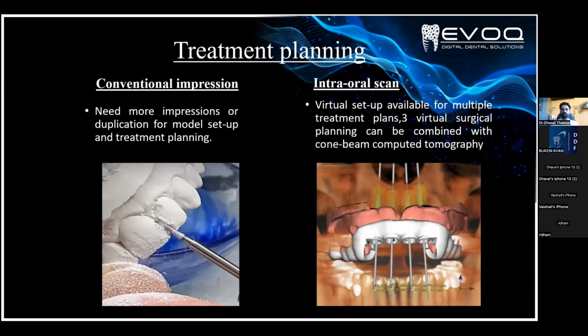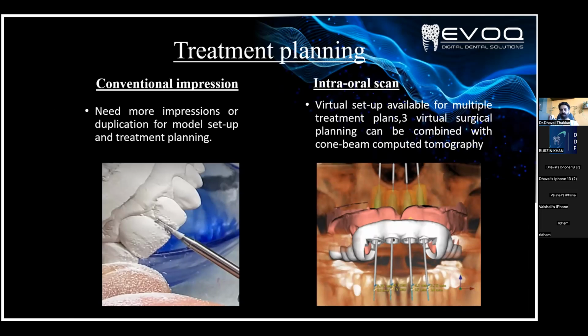Treatment planning, suppose we are dealing with a case of anterior aesthetic restoration, then we need to take multiple stone models. We need to prepare a model, then we prepare a wax mock-up, then we take the putty index and then we try it in the patient's mouth. If the patient doesn't like it, we need to take another stone model and redo the procedure.